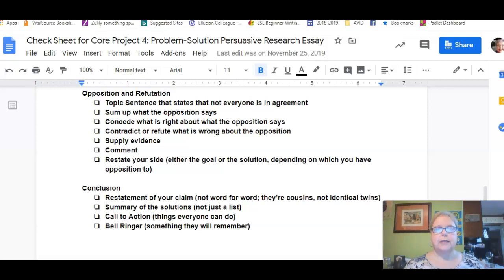a topic sentence that states that not everyone is in agreement, or that, you remember we talked about last time, is too expensive, it won't work, whatever you could find that would be an opposition to it. You want to give a fair summary of what the opposition says, concede what is right about what the opposition says, and then contradict or refute what is wrong about the opposition. Supply evidence to back you up, comment on that evidence, and then restate your side, either the goal or the solution, depending on what you have opposition to.